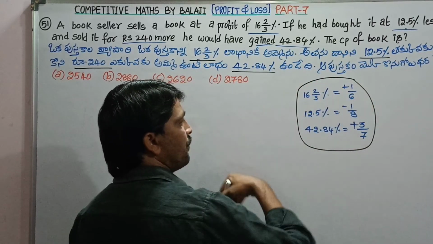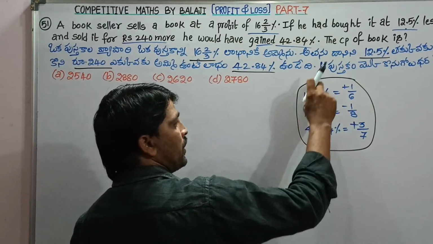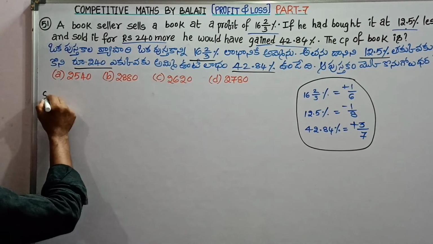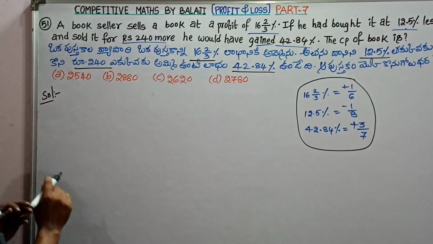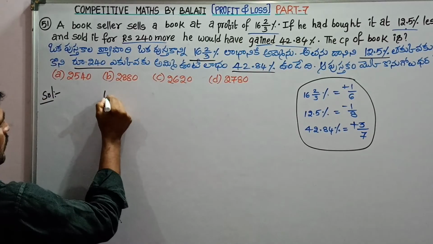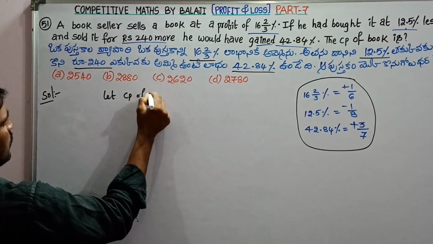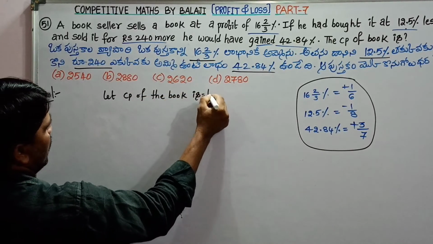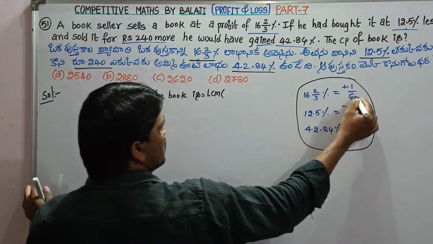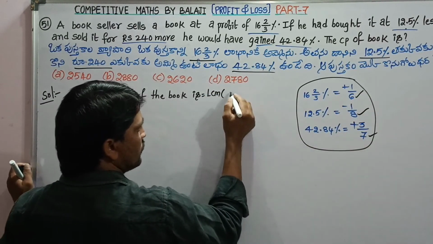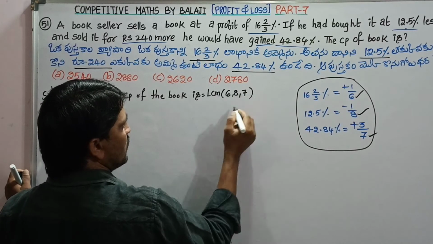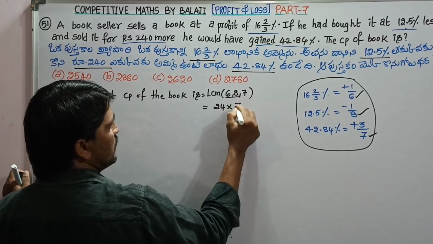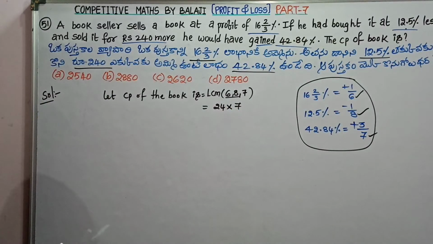The percentages are very typical, so we convert them into standard fractions. So to make our calculation easy, let CP of the book be equal to LCM of 6, 8, 7. LCM of 6 and 8 is 24, and we have odd number 7. So LCM of 6, 8, 7 is 24 into 7.